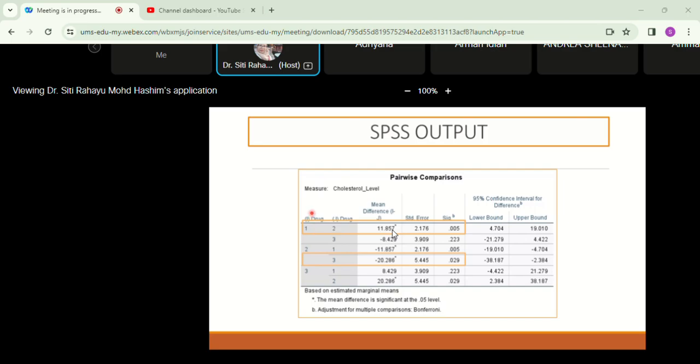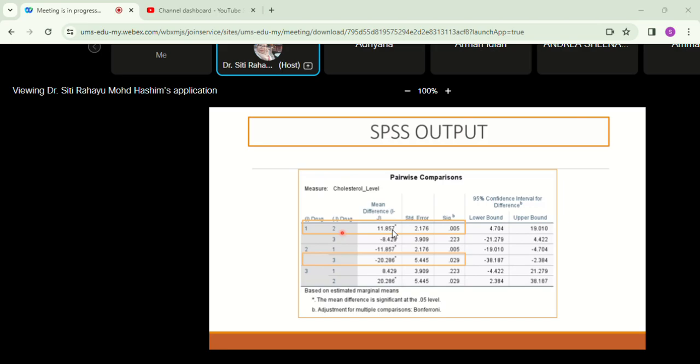Okay, so it means that even though you consume drug 1, your cholesterol level is still significantly higher compared to if you consume drug 2. So kalau begini, bermaksud drug 1 ke yang lagi bagus, drug 2 yang lagi bagus? Anyone would like to try?